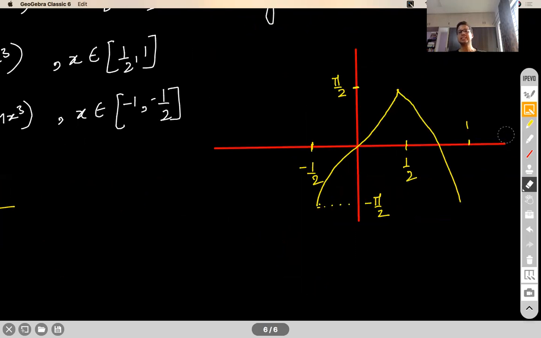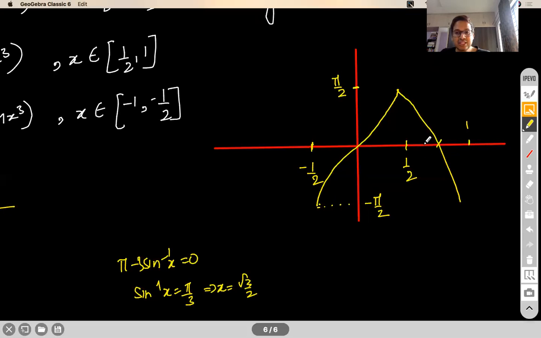Okay. Now in between it is going to cut the x-axis somewhere. Where will it cut the x-axis? How do you find that point out? Very simple. You just have to make this guy a 0. So sine inverse x is going to be pi by 3. That means x is going to be root 3 by 2. So root 3 by 2 position, it will cut the x-axis. Clear?